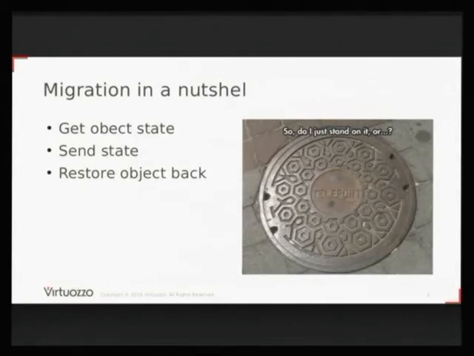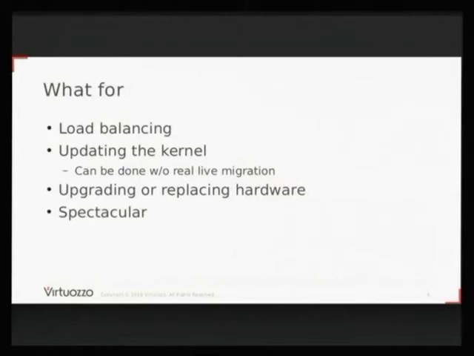So live migration is quite simple. It's pretty much like teleportation. You take an object, in our case it's a container, you get its state, send it to the place you want it to be live migrated to, and then restore the object back. In a few words, it's pretty simple. People use it for several reasons.